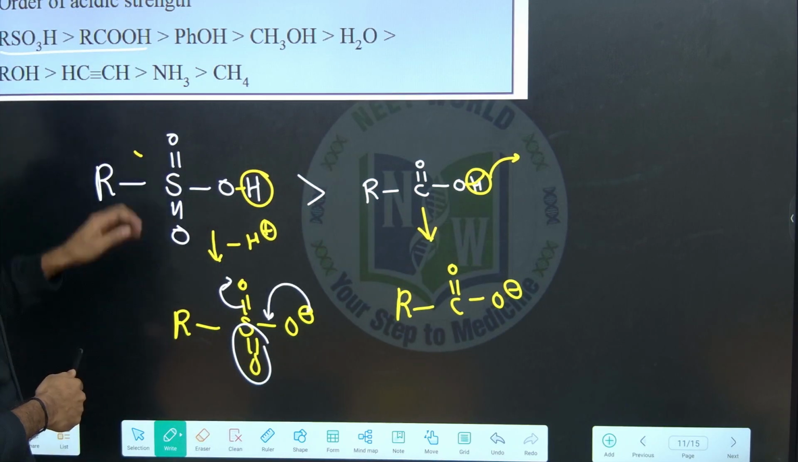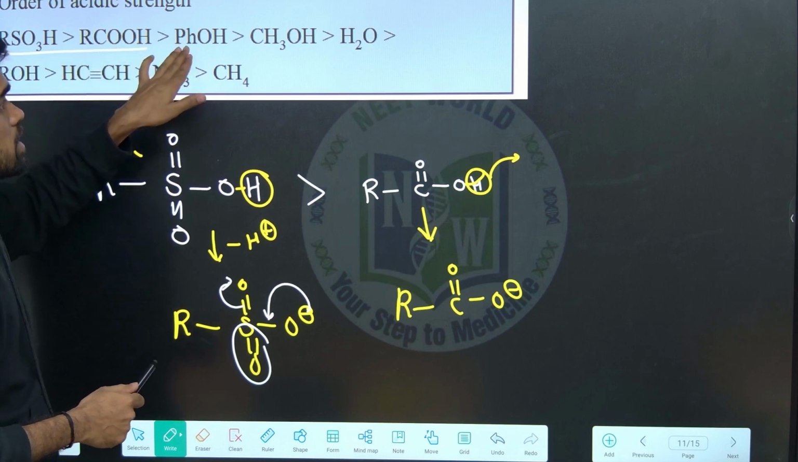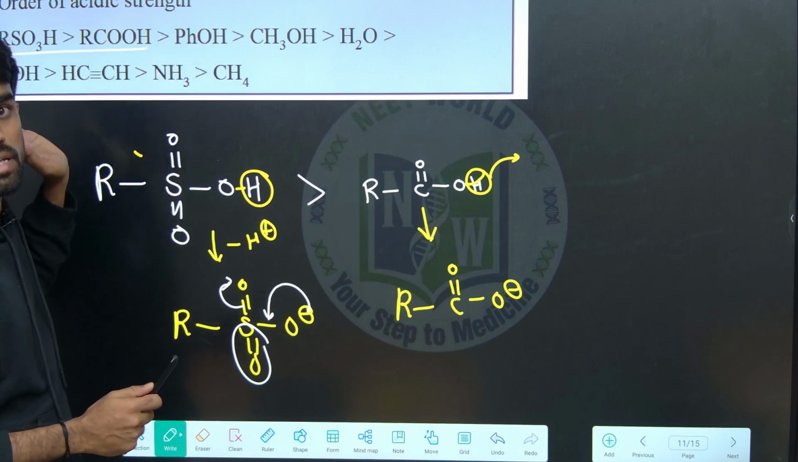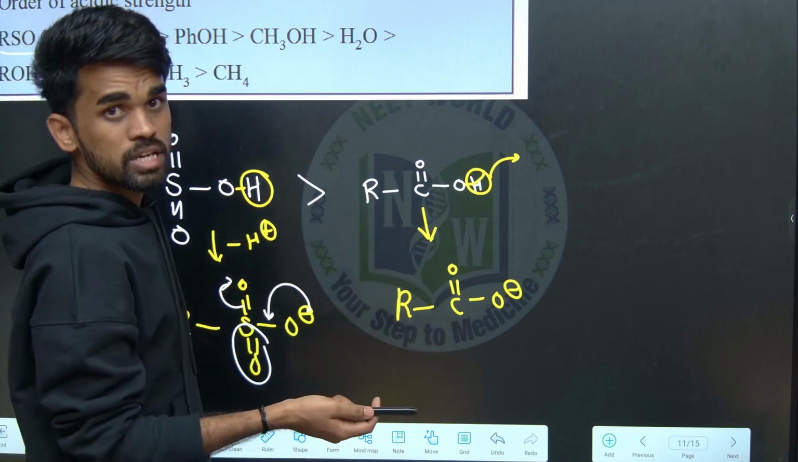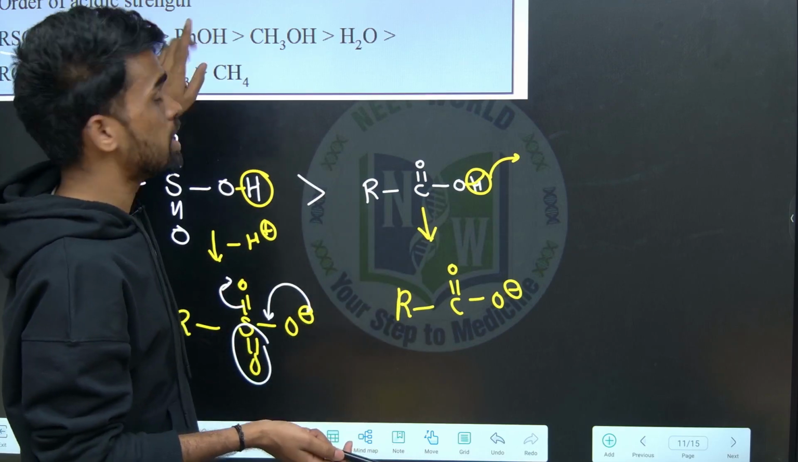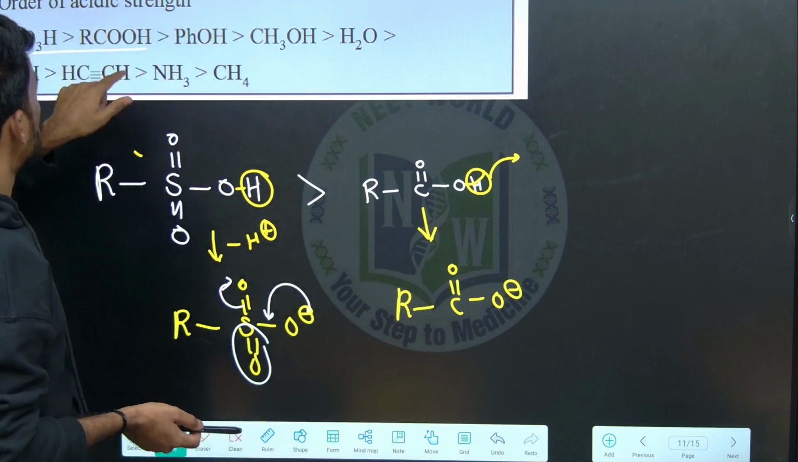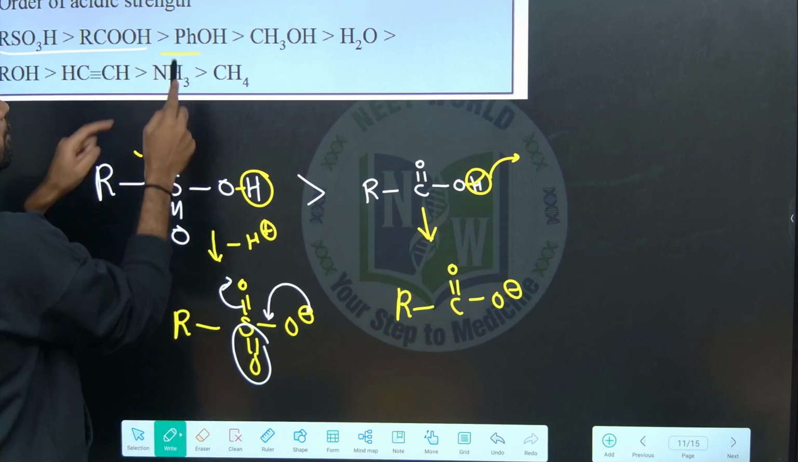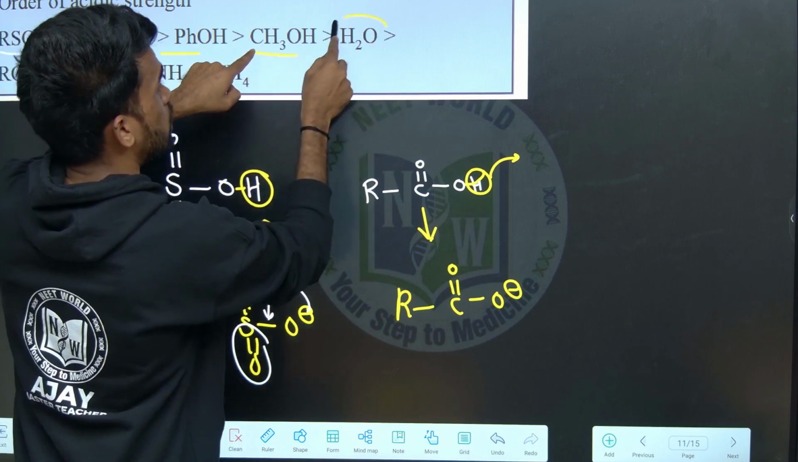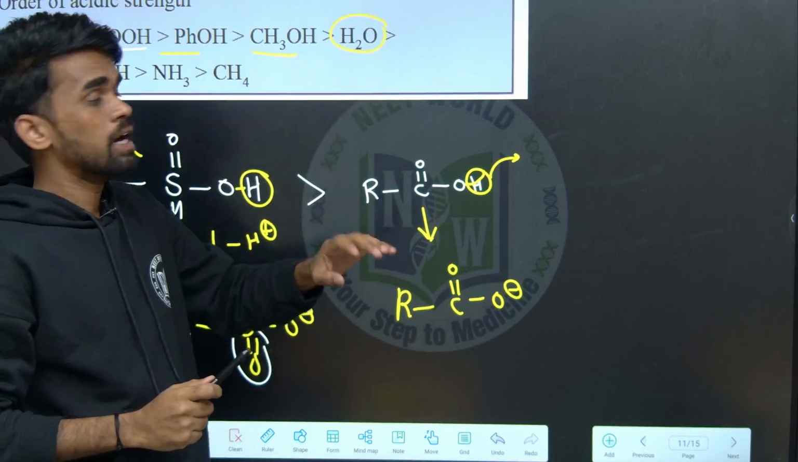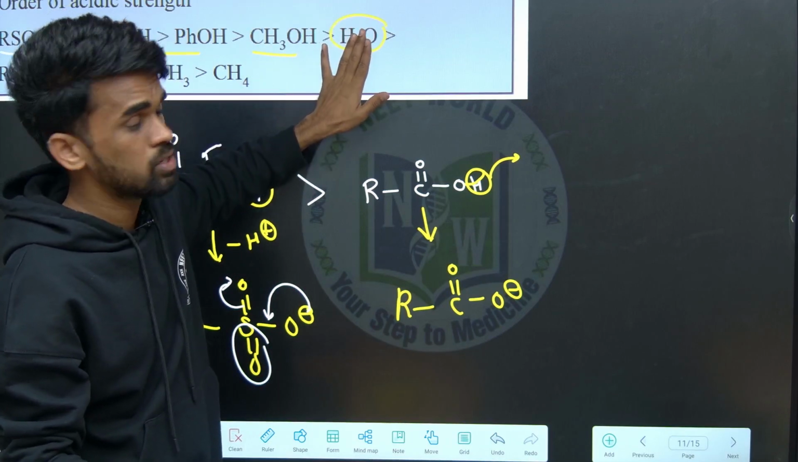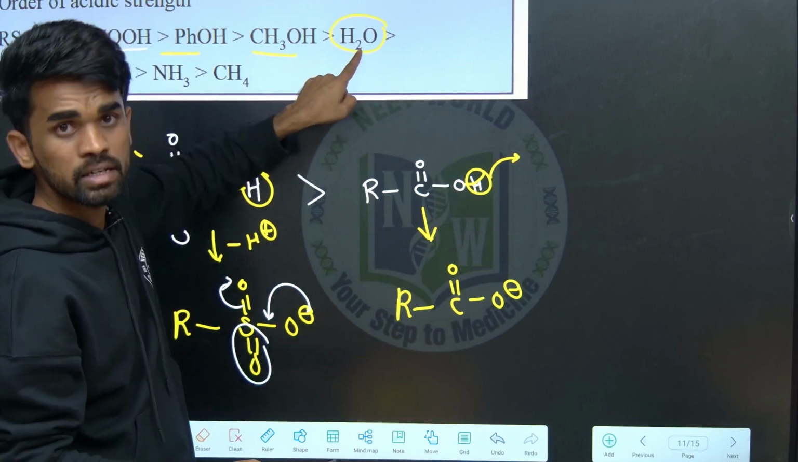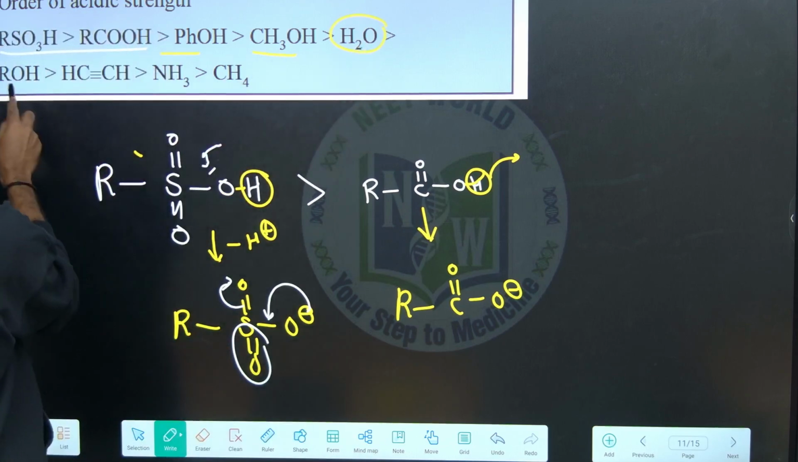Then next, carboxylic acids are always more acidic than phenols. You can remember that, because carboxylic acids have equivalent conjugation, which is not there in phenoxide ions or phenols. So this is the order here. Methanol is more acidic than water. Except methanol, all alcohols are less acidic than water. So methanol is more acidic than water, and water is more acidic than these alcohols.